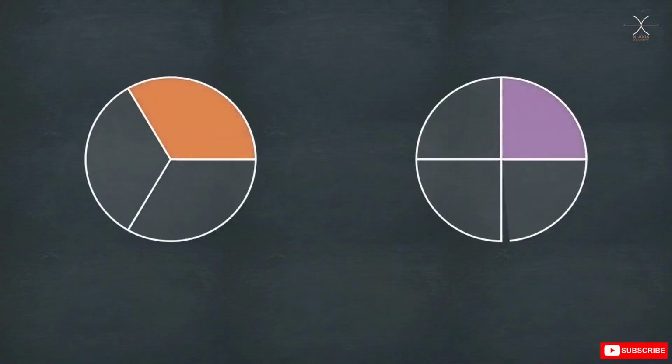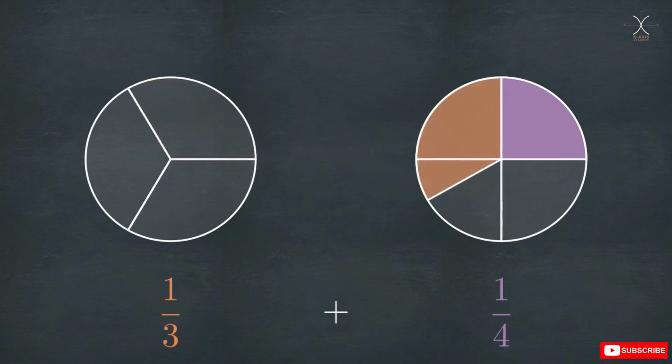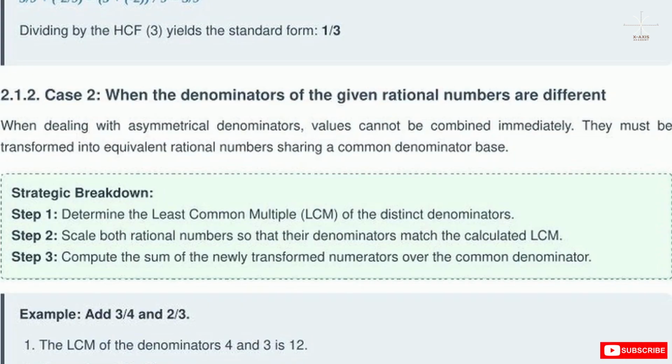When denominators are distinct, as in case 2, they cannot be combined immediately. Attempting to add different denominators directly is a common mistake that breaks the logic of the operation. Instead, you must transform them into equivalent rational numbers by determining the least common multiple.